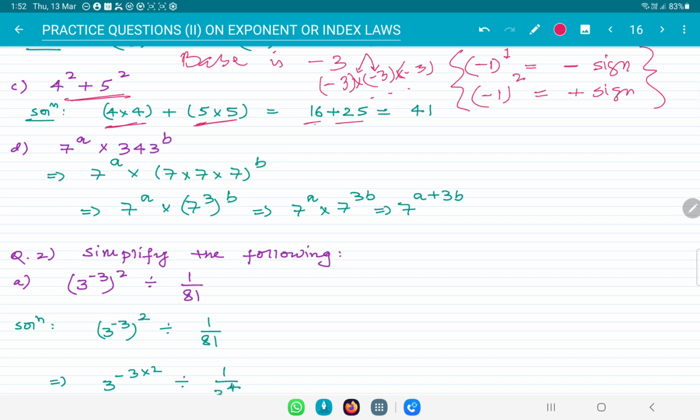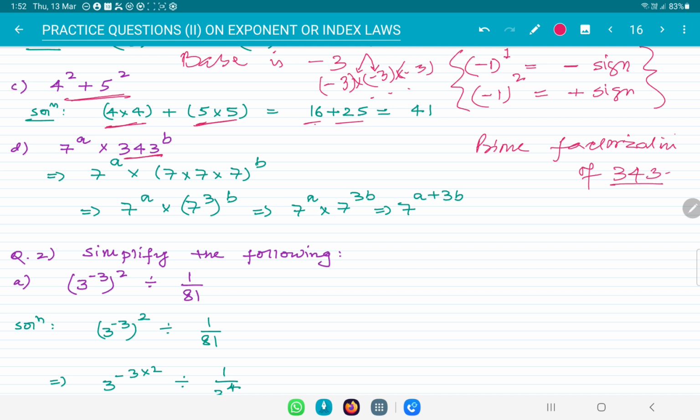Now the next question is 7 raised to the power a into 343 raised to the power b. See here, this 343 is a big number, and if you don't know how to write it in terms of a power, just do prime factorization. Remember, prime factorization of 343.